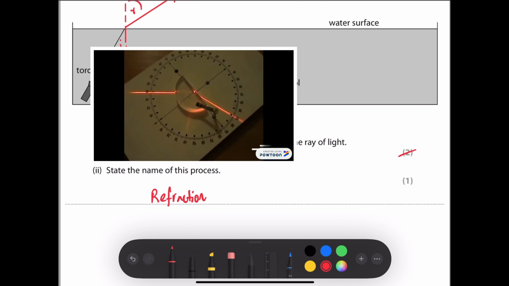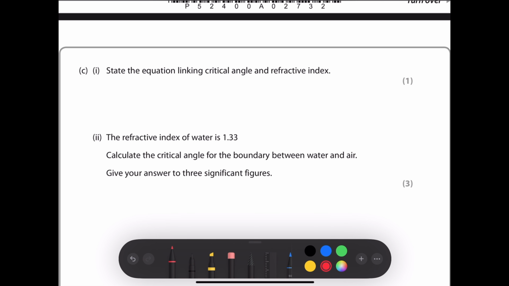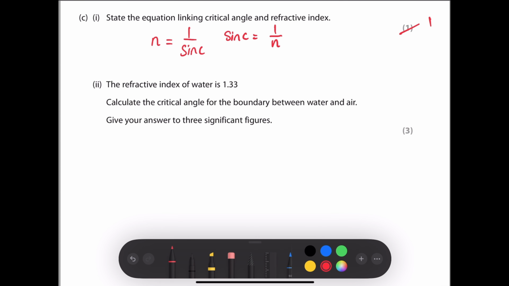In C(i), state the equation linking critical angle and refractive index. The formula: N, refractive index, equals 1 over sine C. You might write sine C equals 1 over n. In C(ii), the refractive index of water is 1.3. Remember, refractive index has no unit. It's a ratio between the speed of light in vacuum and the speed of light in the medium.